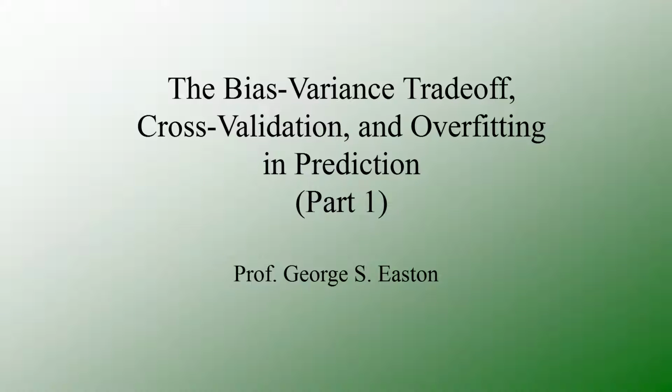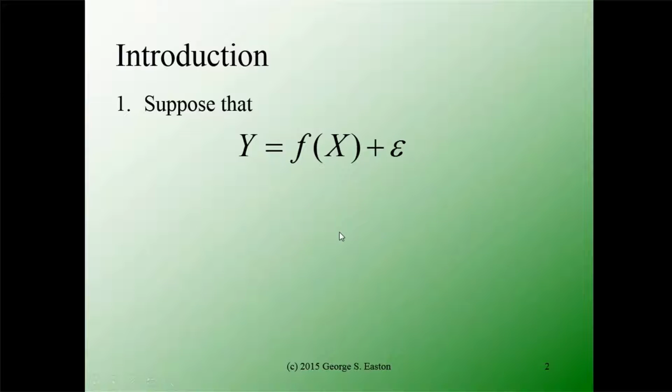In this video, I'm going to talk about the bias-variance trade-off, cross-validation, and overfitting in the context of prediction. So as an introduction, the situation we are considering is as follows. Suppose we have a set of data consisting of a dependent y variable and a set of x variables, just as you would have in a regular linear regression.